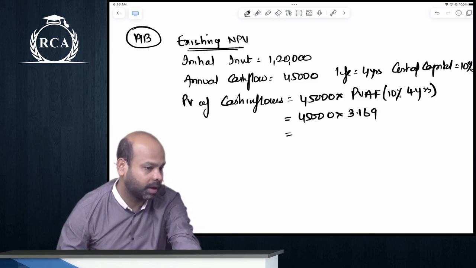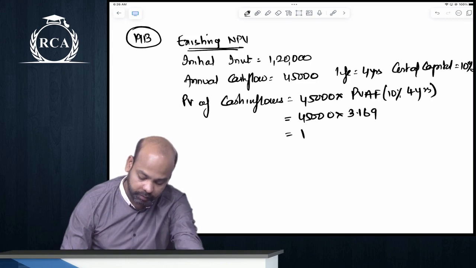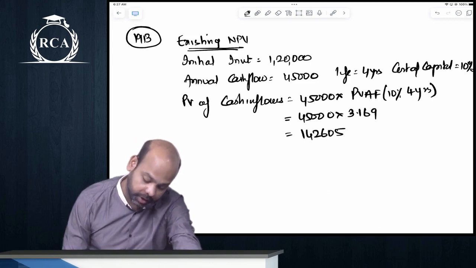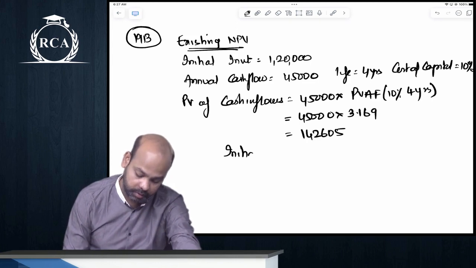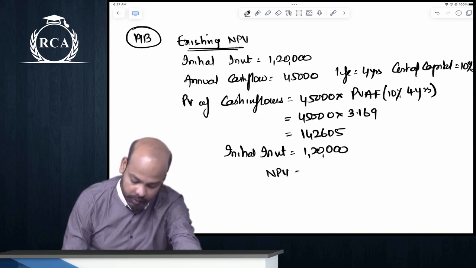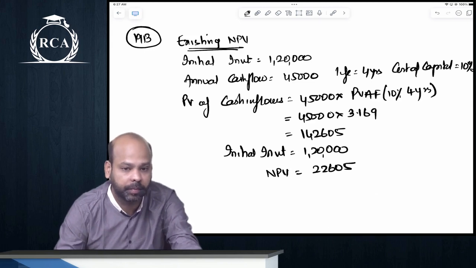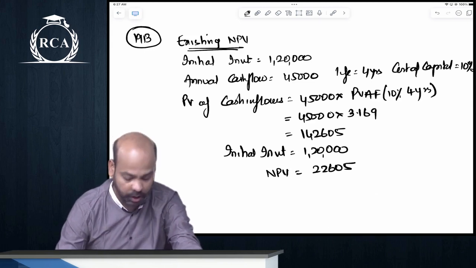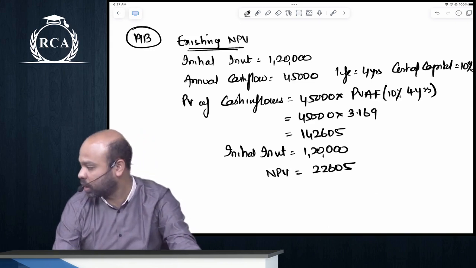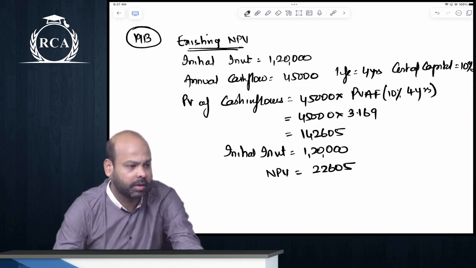How much is it, beta? 1,42,000. Your initial investment, beta, is already known. That is 1,20,000. Therefore, NPV, beta, would be equal to 22,605. Initial investment, guys, is 1,20,000. Therefore, NPV, beta, will be 22,605.